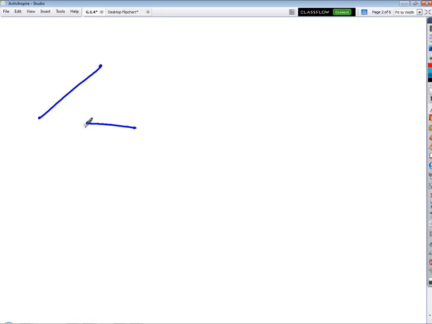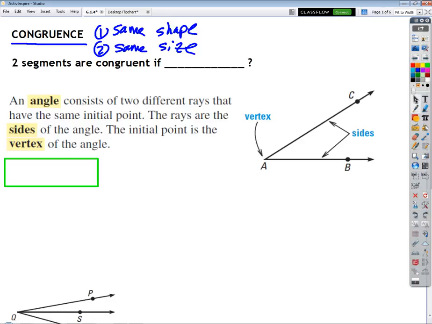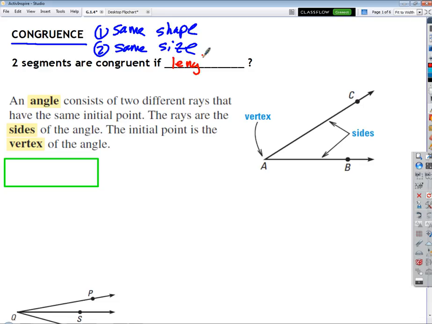Its length, or another way we could think of it is the distance between its endpoints, right? So two segments are congruent if what? If they have the same shape and same size, but the shape's guaranteed because they're segments. So what's really the only thing that has to be true for segments? The lengths have to be the same, right? Two segments are congruent if their lengths are equal.